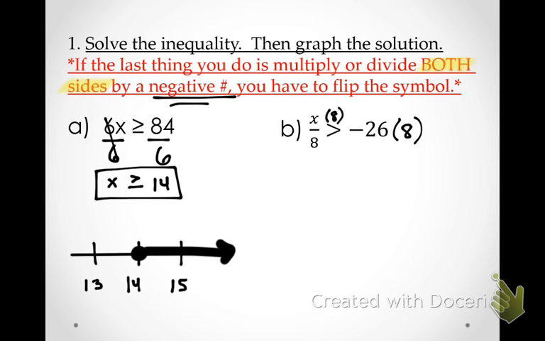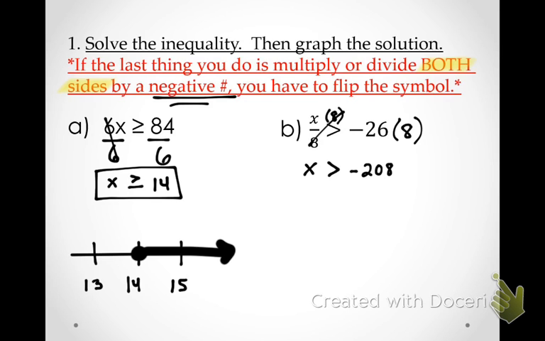1x over 8 times 8 over 1. This is going to cancel out, and I'm left with an X. Alex, what does my symbol say? No, greater. It says greater than, all right? So I'm going to bring that down. And then, Kyla, what's my answer over here on the right side? Negative 208. Negative 208.